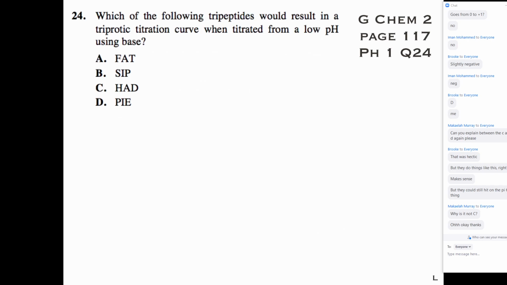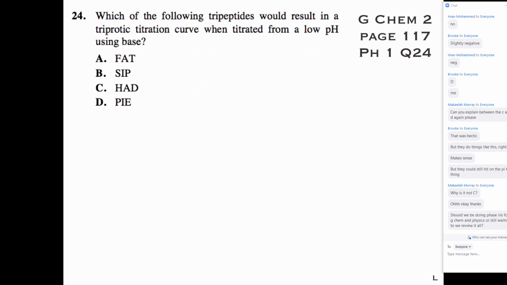Okay, so for this one, which of the following tripeptides would result in a triprotic curve when protonated from low pH?